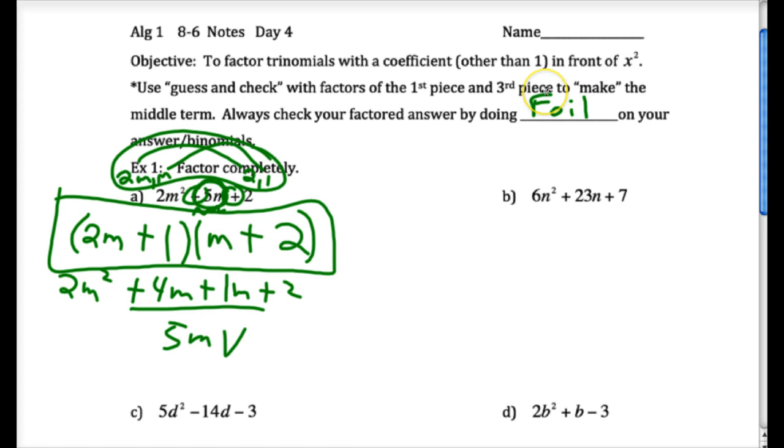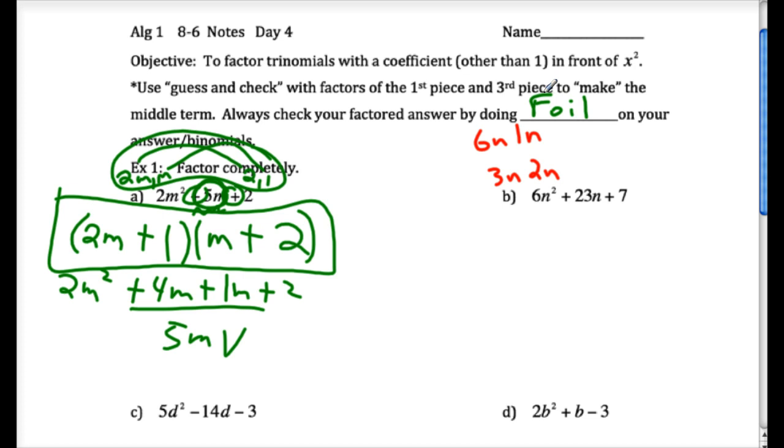Okay? Let's try the next one. 6n squared. 6n squared actually has 2 sets of factors. What would be the one we should probably start with? Do we start with 3 and 2 or 6 and 1? 2 and 3. What do you guys think? 2 and 3. Why? Because it's probably going to be the middle of the road, probably the best way to start. So I'm going to do 3n and 2n. Okay? 6n and 1n are awesome factors. We'll try those second if we can't get it with 3 and 2.